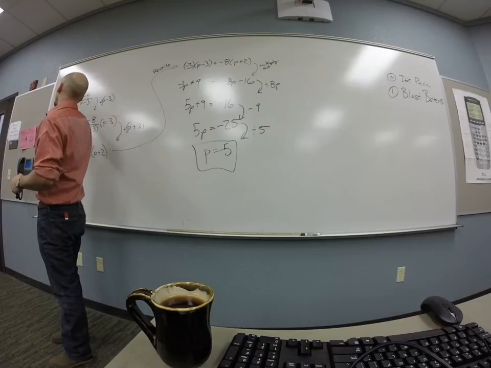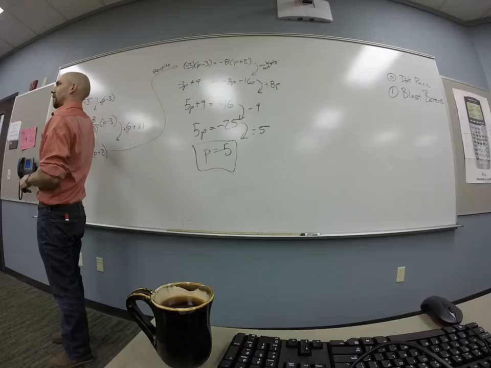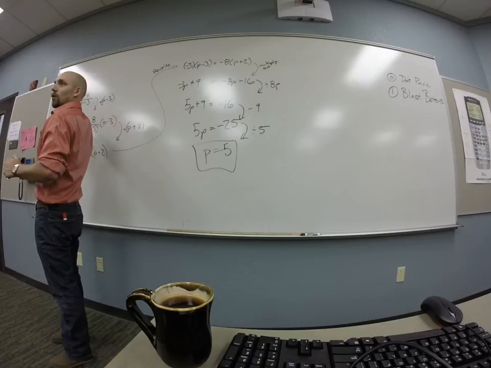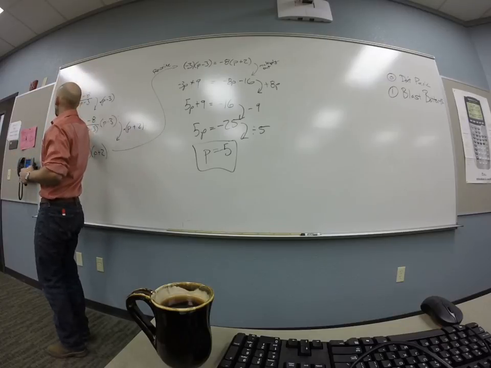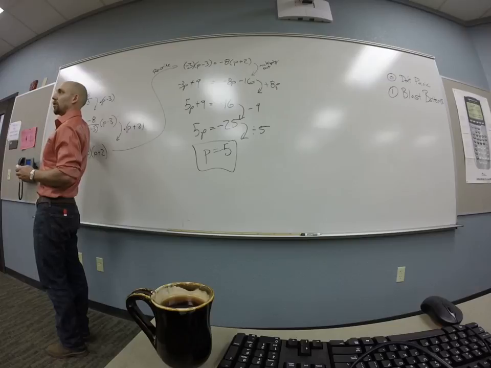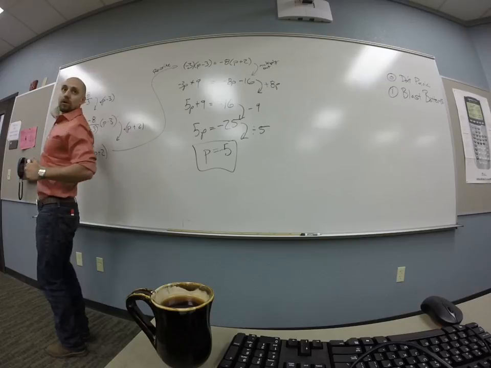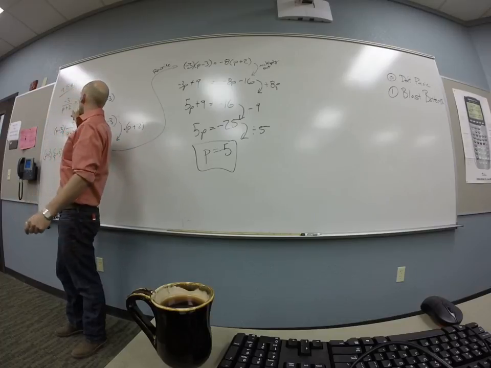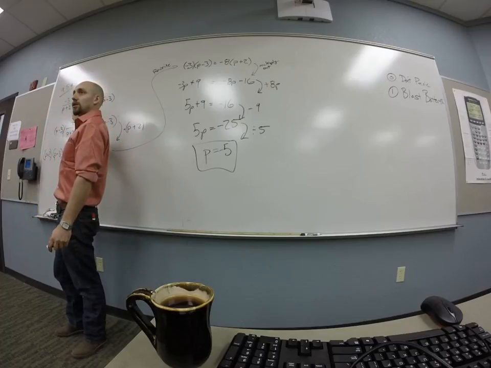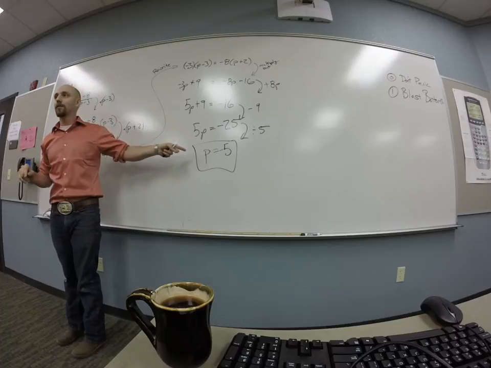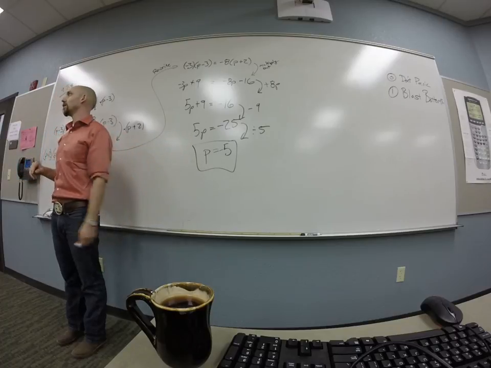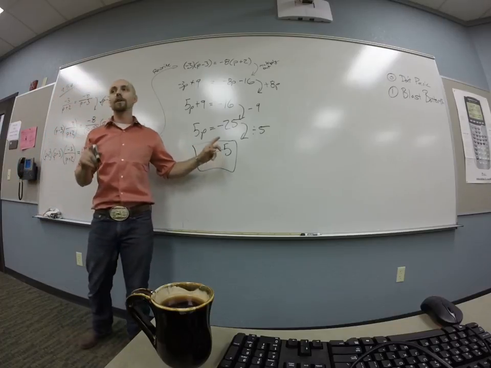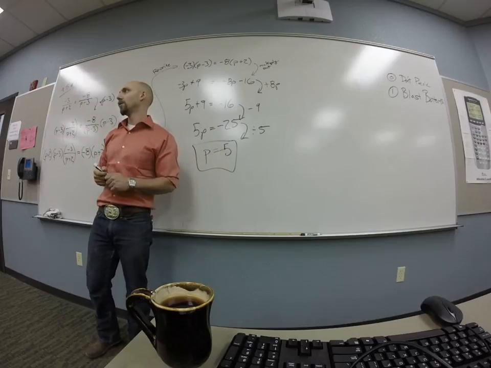So what are the excluded values over here? The excluded values are where I divide by 0. So when is p plus 2 0? Negative 2. P is negative 2. Is negative 5 negative 2? No. Okay, when p is 3. Is 3 negative 5? No. Okay, so I got negative 5 and it's not an excluded value.